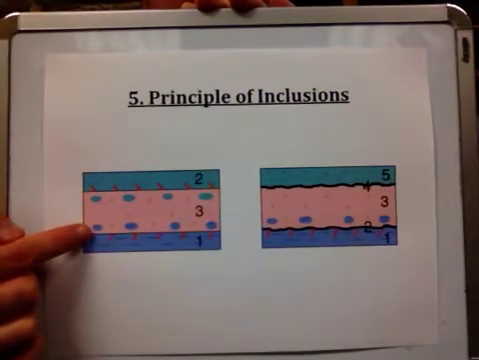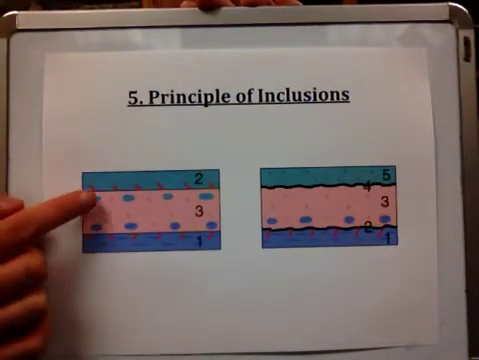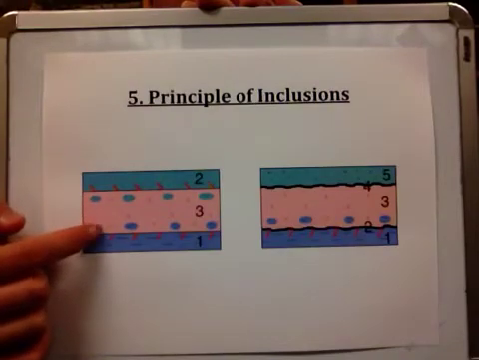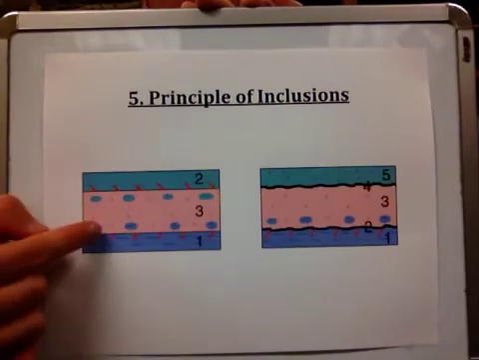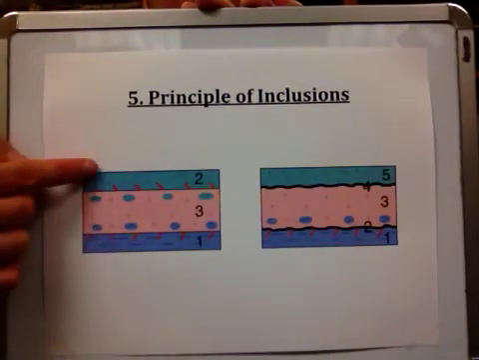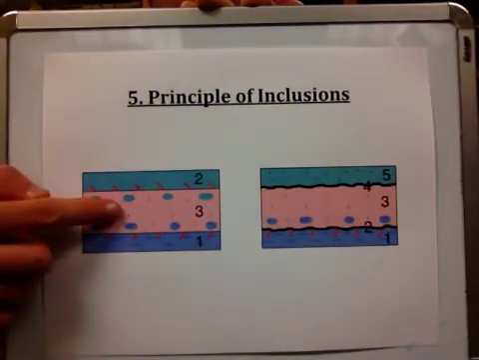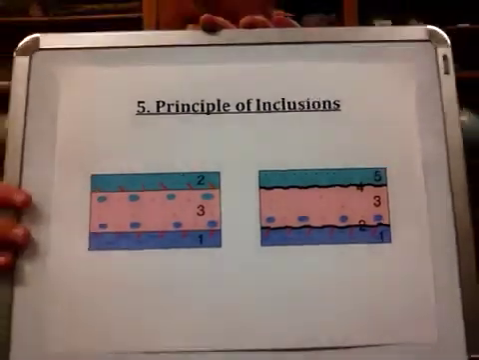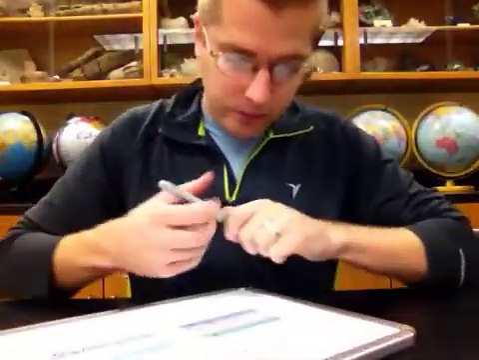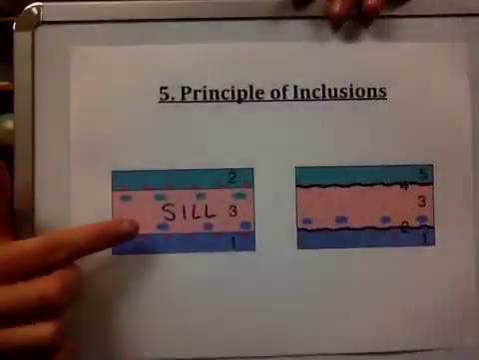And the principle of inclusions, you should make note, states that which is included, the pebbles, is older than that which includes it, which in this case is the igneous rock. So the shale and the sandstone have to be in existence, they have to be older than the igneous rock in order to be included in it. So when we look at this example, we are going to call it a geologic term, which is a sill.